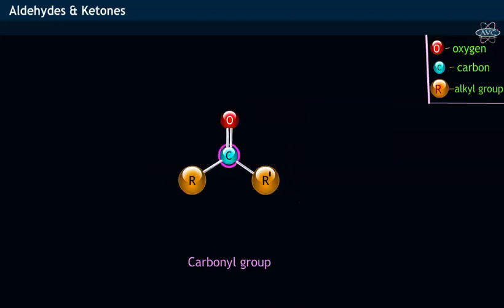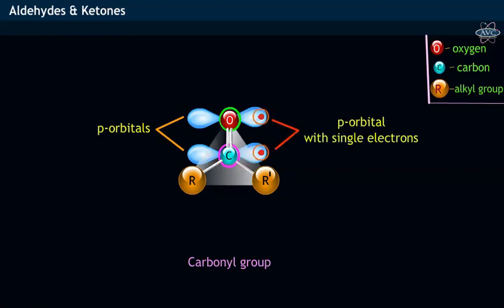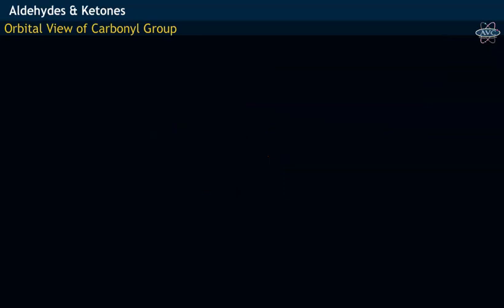Both the carbon and oxygen of carbonyl groups contain p orbitals with one electron each, which are lying perpendicular to the molecular structure. Let us discuss the orbital view of carbonyl group.